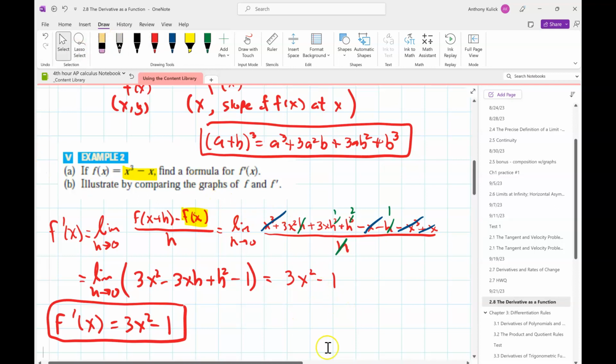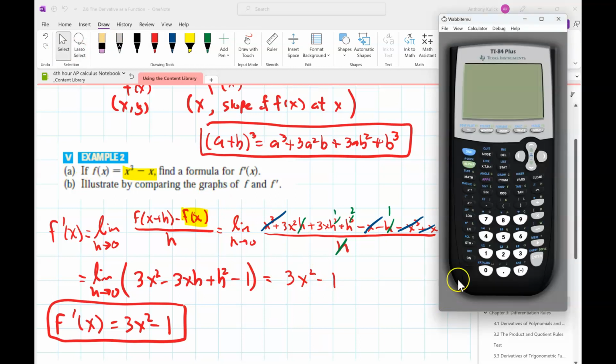Part B says to compare or graph both of them and compare. Well, let's do that then. Okay. So I have x cubed minus x, and then 3x squared minus 1. And that's probably a decent window. So there's, oops.